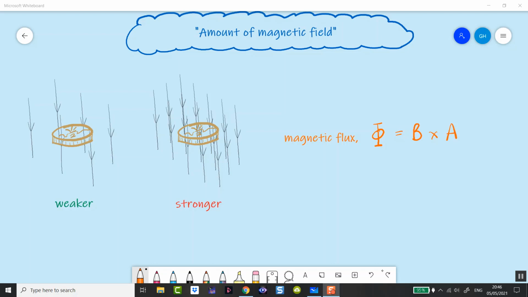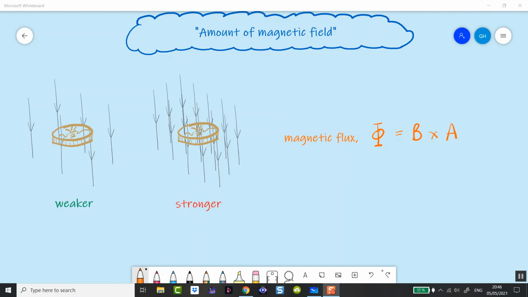This is a very old term that came from when people thought the magnetic field was flowing, and people still talk about the amount of field passing through a given area. Magnetic flux can obviously be measured in Tesla meters squared, but also has its own unit, the Weber, where 1 Weber equals 1 Tesla meter squared.